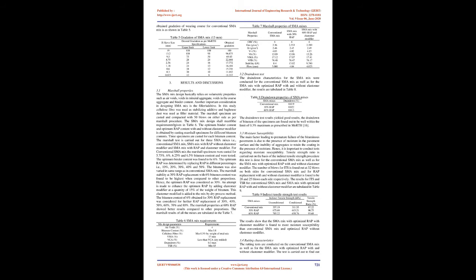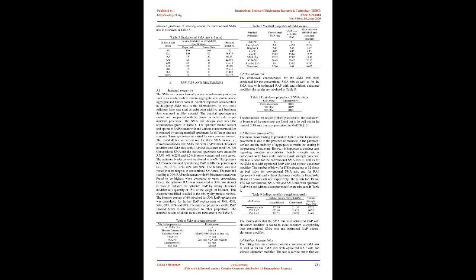3.1 Marshall properties. The SMA mix design basically relies on volumetric properties such as air voids, voids in mineral aggregate, voids in the coarse aggregate and binder content. Another important consideration in designing SMA mix is the filler/additive. In this study, cellulose fiber was used as stabilizing additive and bagasse dust was used as filler material.